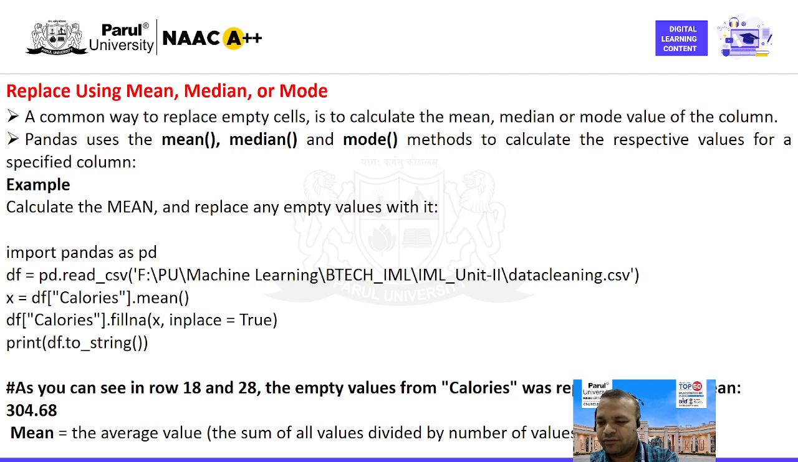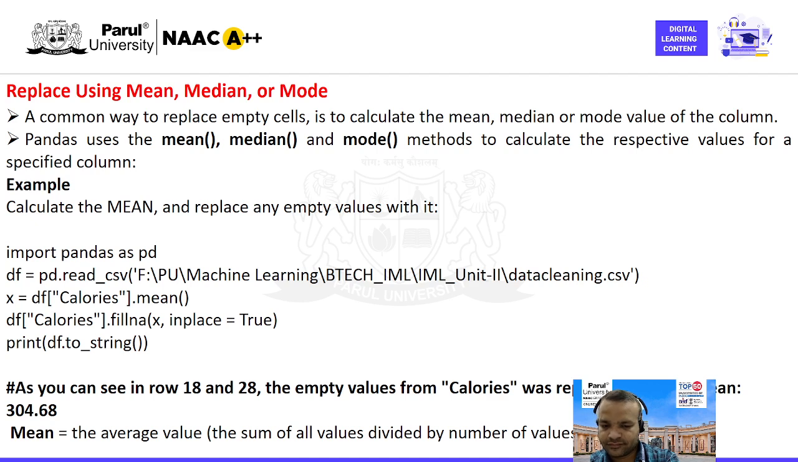So just use the print function here, print df dot to_string. As you can see in rows 18 and 28 of the data set, I already discussed the data cleaning data set in my previous lectures, so you can explore that. There are four columns. One of the columns is calories. There are some empty cells, as we identified here. We can see in rows 18 and 28 the empty values from calories were replaced with the mean.